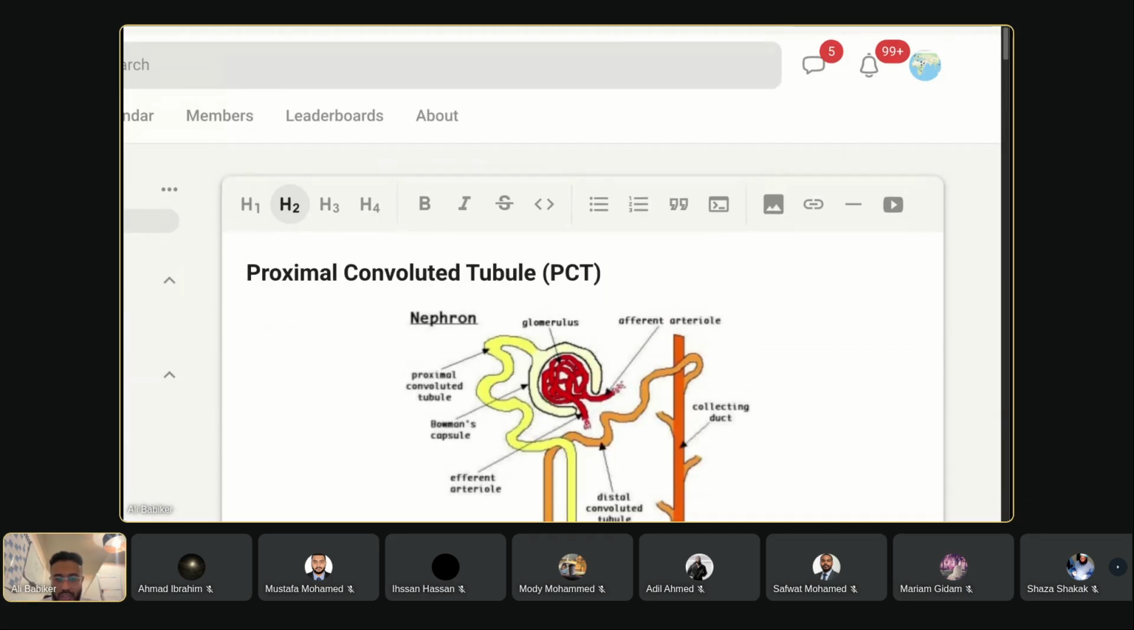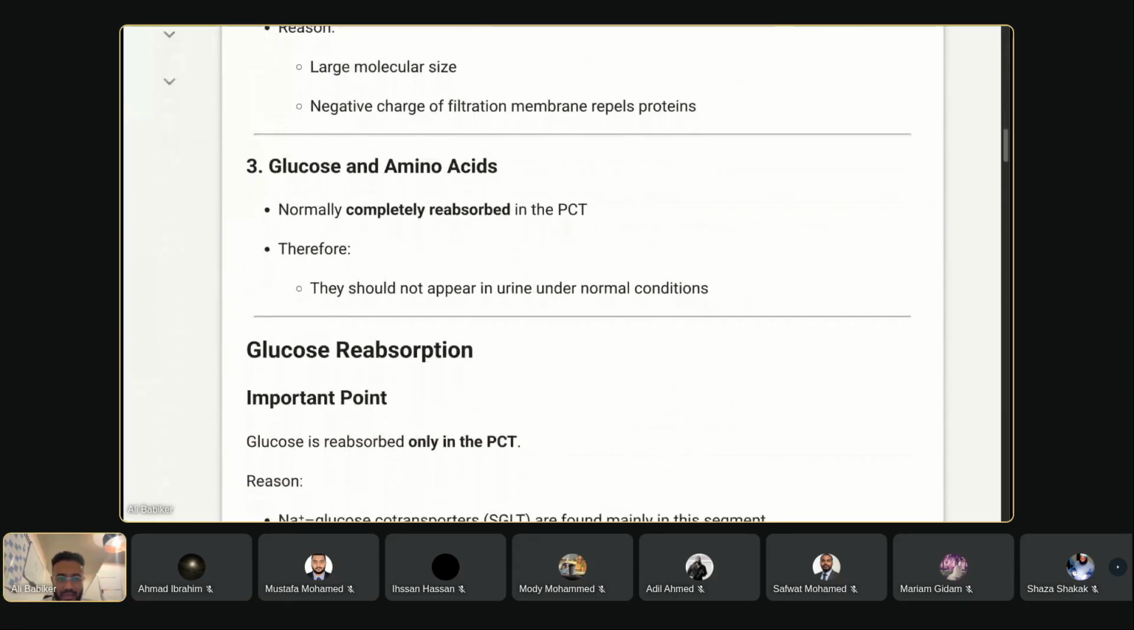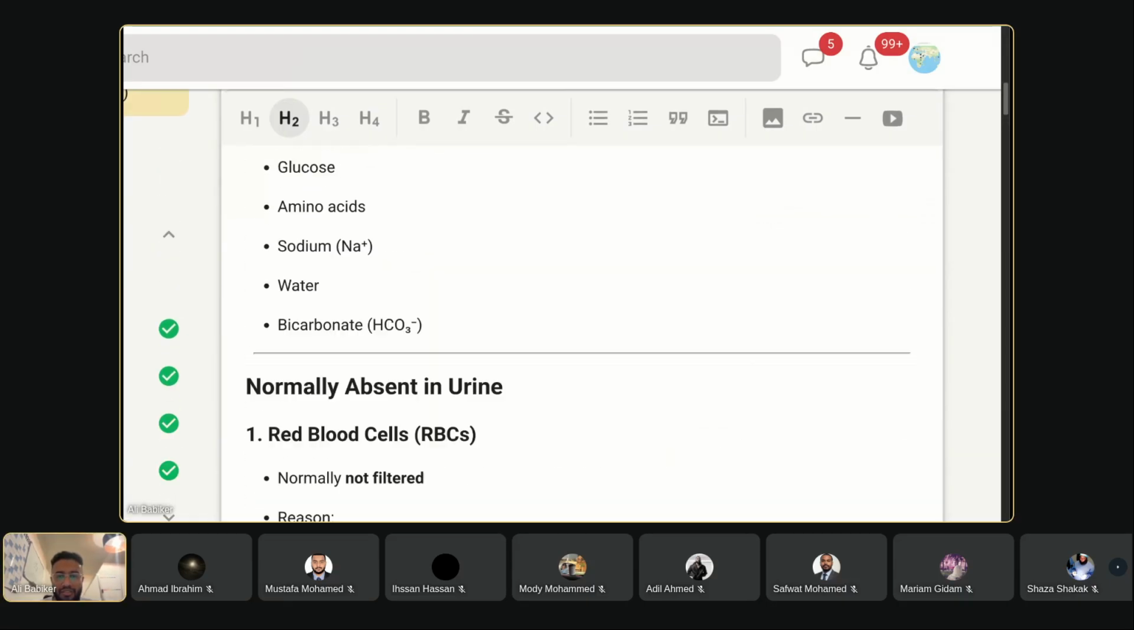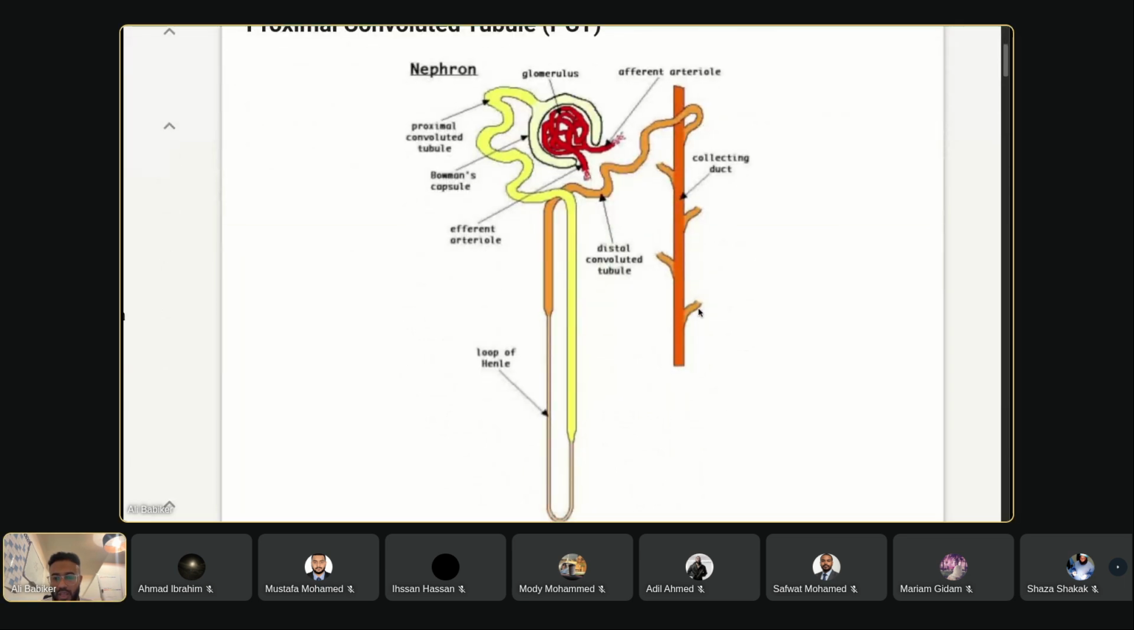Glucose and amino acids are normally completely reabsorbed in the proximal convoluted tubule. So the glucose and amino acids will be filtered here in Bowman's capsule. However, all of it will be reabsorbed in the proximal convoluted tubule. So you won't see it in the urine, because this is the way the urine comes from, around here, the secretion of the urine.